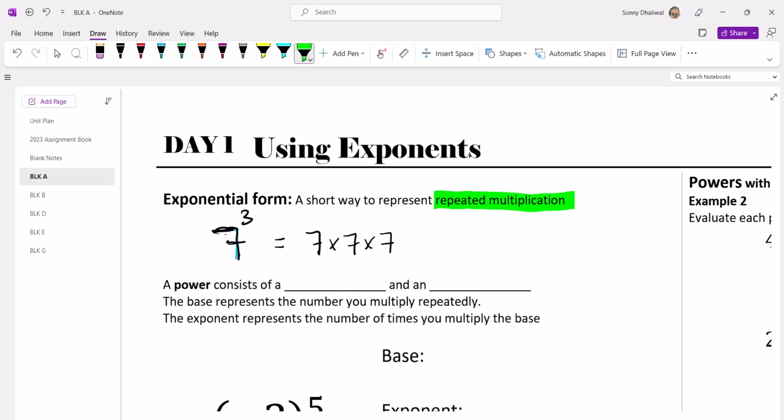Now, good thing we know what it means and how to calculate it, but now we need to learn how to talk about it, right? Each of these numbers has a name. This 3 floating up in the air, does anyone know what that's called?